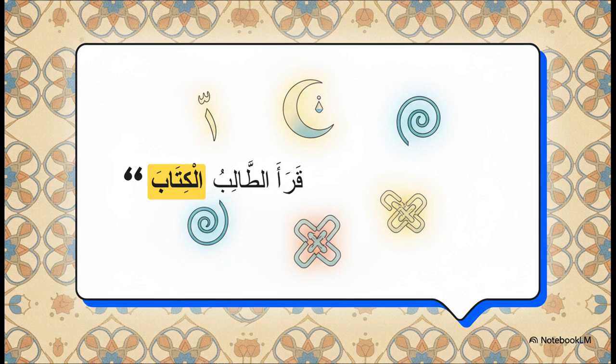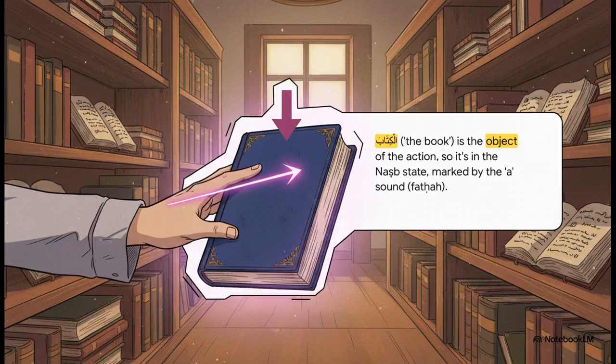All right, next up, qara'a at-talibu al-kitaba. The student read the book. This time, let's focus on the book. What was read? The book. The action of reading happened to the book, which makes it the object. And that means it has to be in the Nasb state, which you can see from that fatha on the end, giving it that final ah sound, al-kitaba.